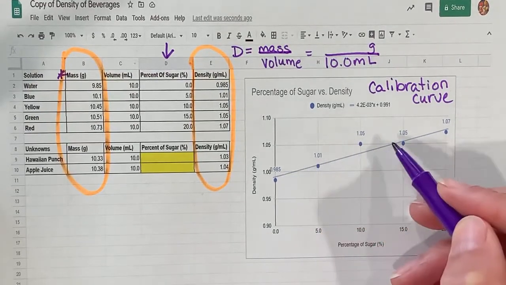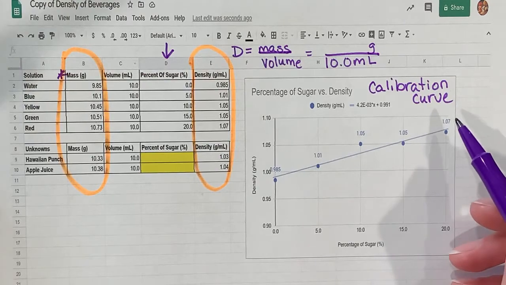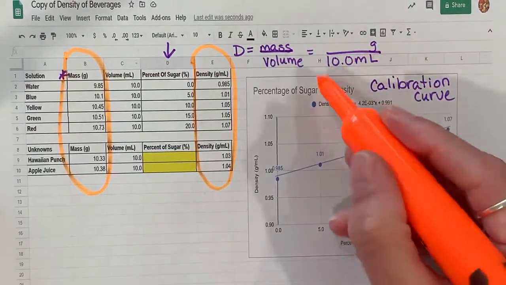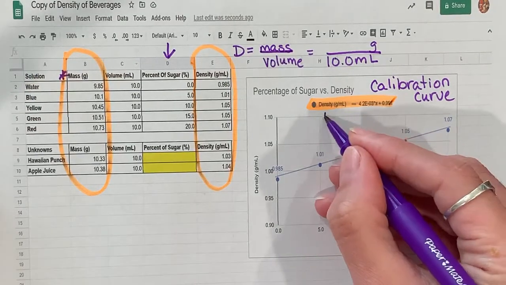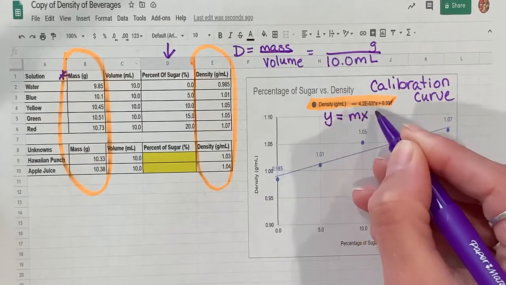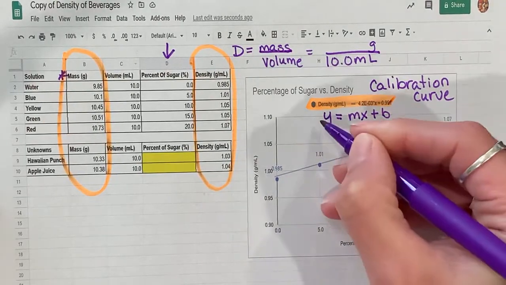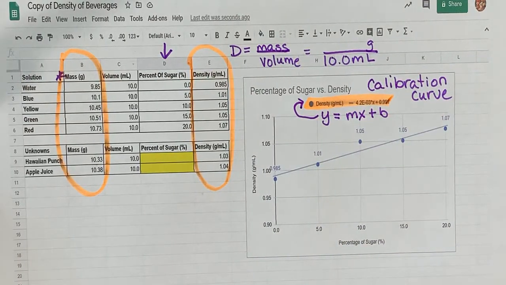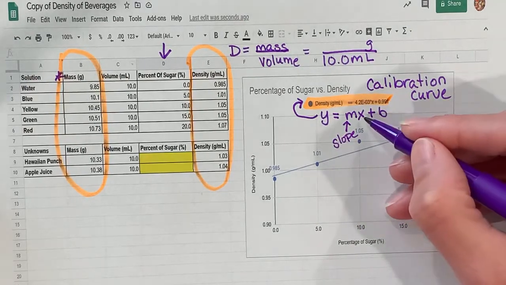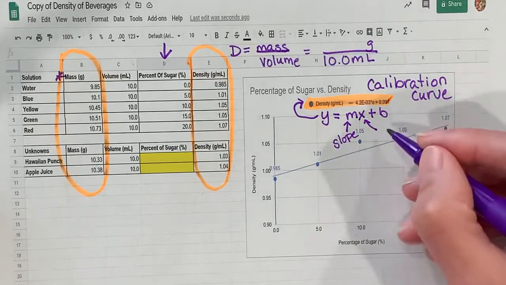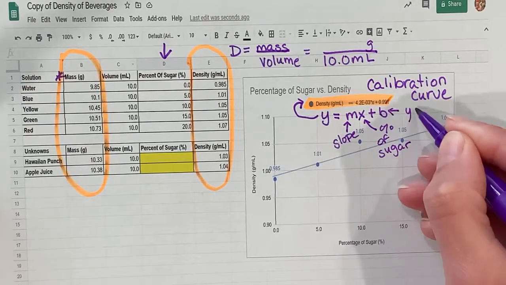As you plot your points, it's going to create this line of best fit, a line that most accurately matches up to all of your data points. And it gives you an equation. Now in math class, you probably remember that the equation for a line is y equals mx plus b, okay? In this case, y is my y-axis, which is density, okay? M is always the slope of our line, rise over run. X is our x-axis, which is percent of sugar. And then B is our y-intercept.